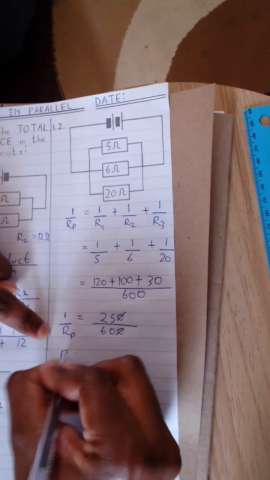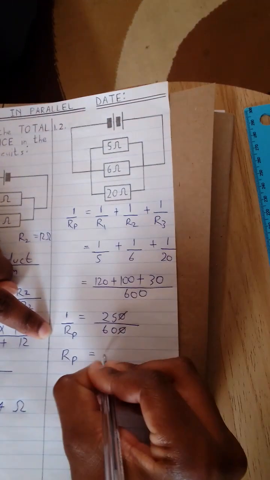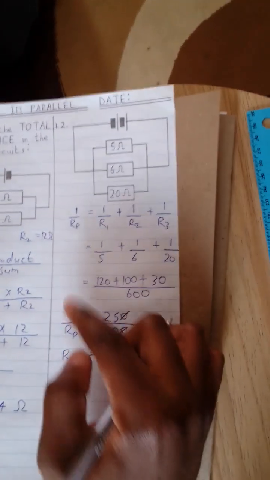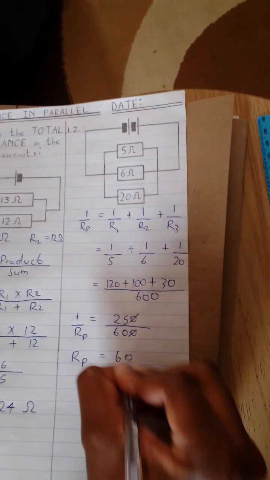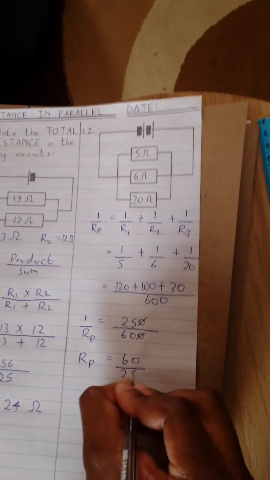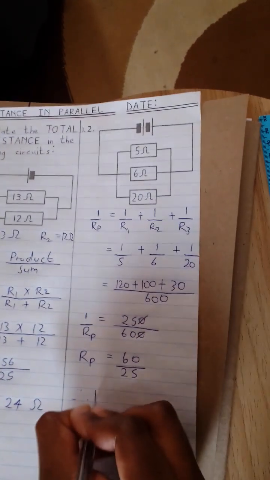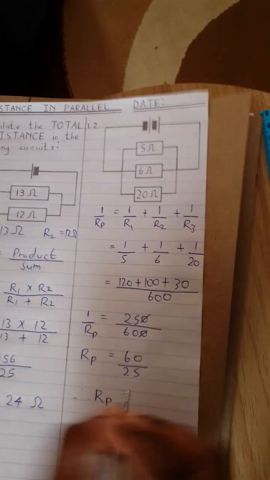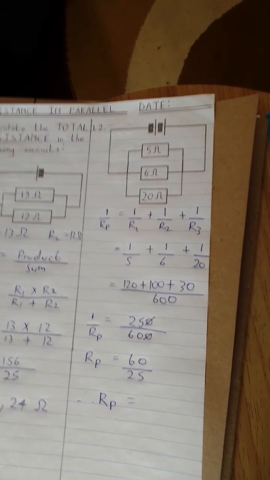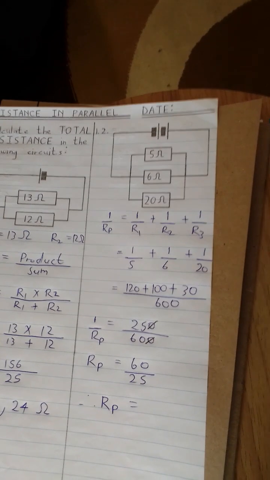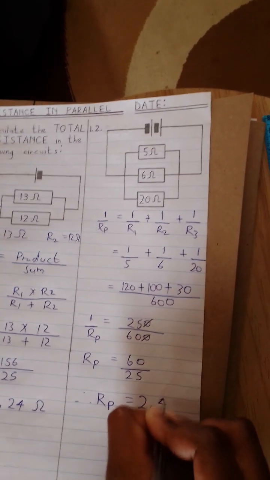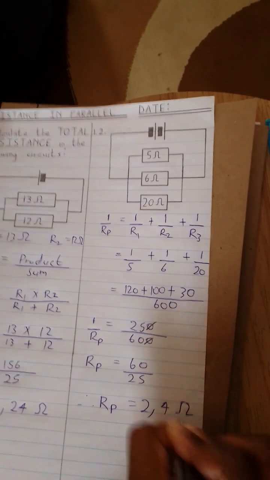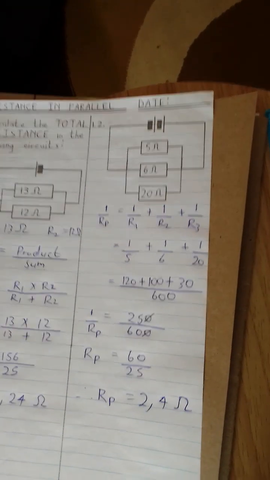So Rp is just going to be, because this came at the top and this came at the bottom, 60 is going to go to the top, 25 will go at the bottom. 2.4 ohms. Right, I hope that makes sense.